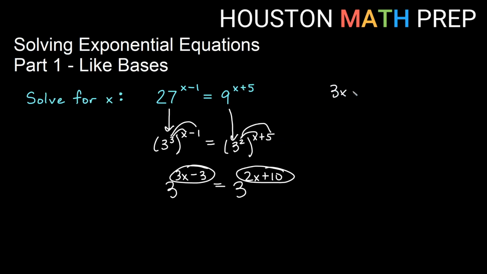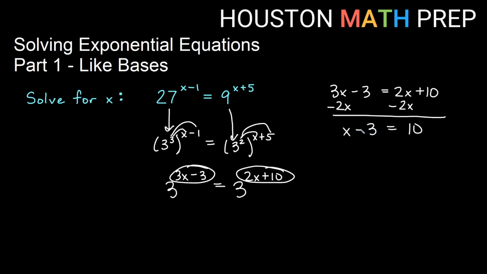So we'll solve 3x minus 3 equals 2x plus 10. I will go ahead and subtract 2x from both sides, combining my x terms. That will give me x minus 3 is equal to 10. And then I can simply get rid of my minus 3 with adding 3 to both sides. And we'll get x equals 13 for this one.